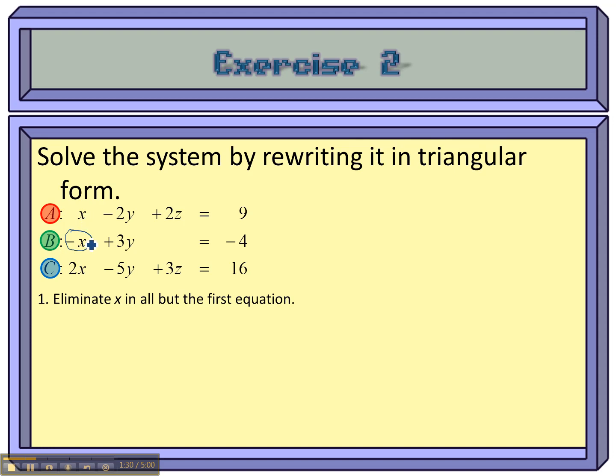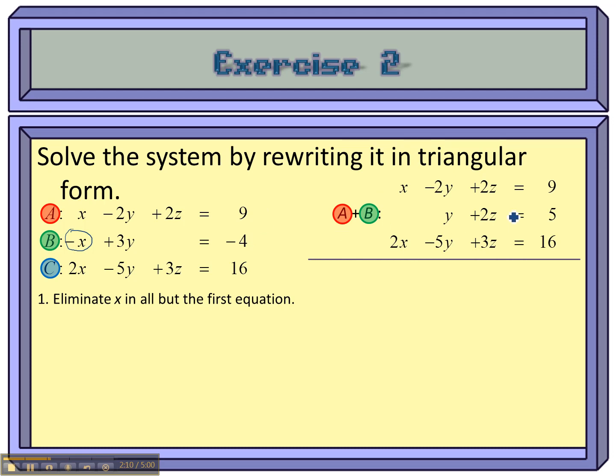and that will get rid of this term, because x minus that x, they disappear. Now, whenever I do this, the top equation is going to stay exactly the same, and the bottom equation is going to stay exactly the same. The only thing that's going to change is my equation B. So what I'm going to do is add A to B. Equation A stays the same. Equation C stays the same. In my new equation for B, the x's will cancel out. Negative 2y plus the 3y makes 1y. 2z plus nothing equals 2z. And add up 9 and negative 4, get 5. So there's my new system of equations.